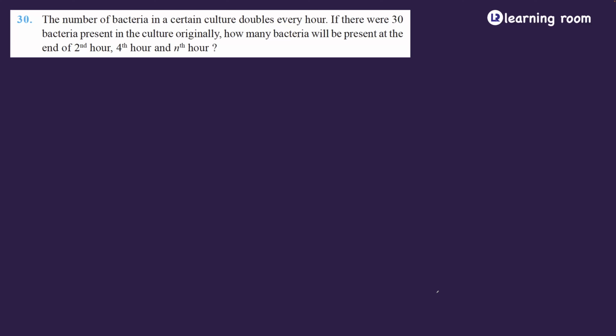So what is the value of small a? Actually, it's a simple problem. Small a is 30. R is how much? Okay, let me read it. The 30th question: the number of bacteria in a certain culture doubles every hour. If there were 30 bacteria present in the culture originally, so A is equal to 30, and it gets doubled every hour, so R is equal to 2. How many bacteria will be present at the end of second hour?